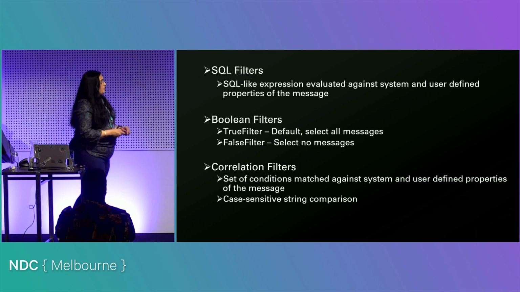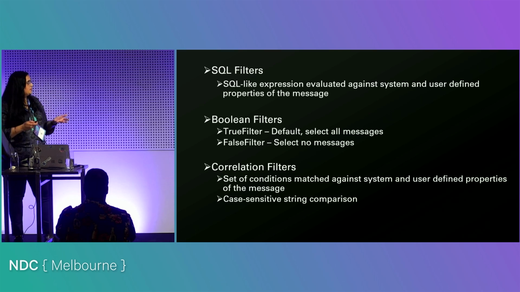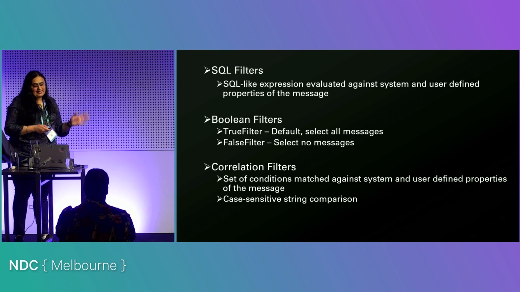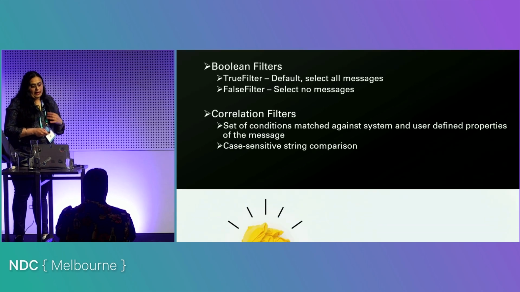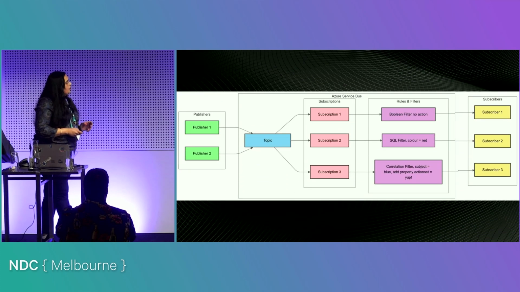Correlation filters, which is a set of conditions, again, matched against user-defined properties as well as system properties, but it is a case-sensitive string comparison. But filters cannot work against the message body. It always is against the message application properties. So that's the thing that stands out. SQS says I win here.